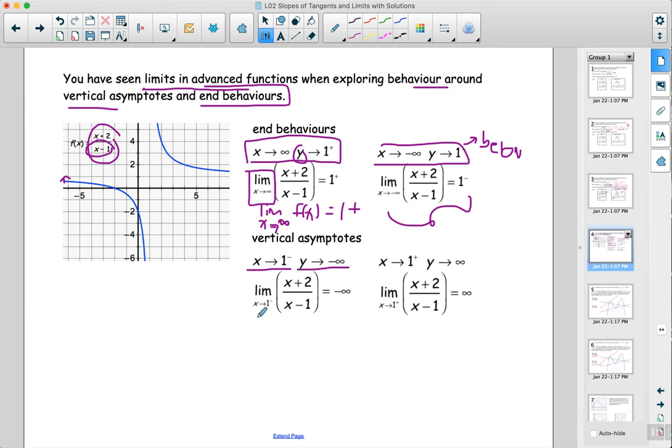In calculus, we say the limit as x goes to 1 negatively of, and either we write the actual function in here, which I've done in this case, or we could put f of x there, is equal to negative infinity. That's how you write in advanced functions. This is how you write in calculus.